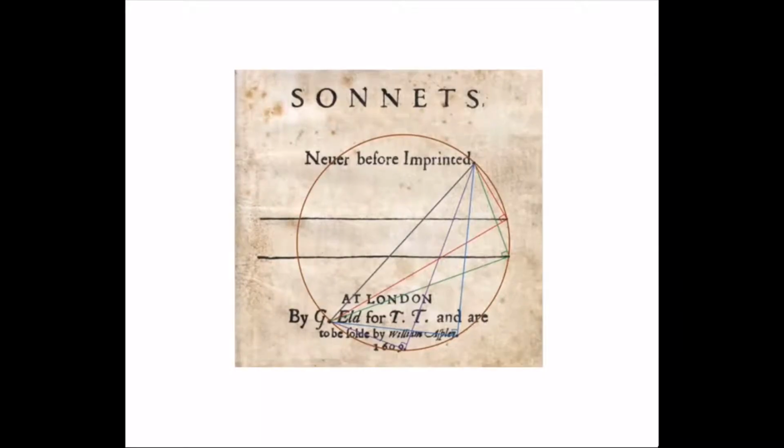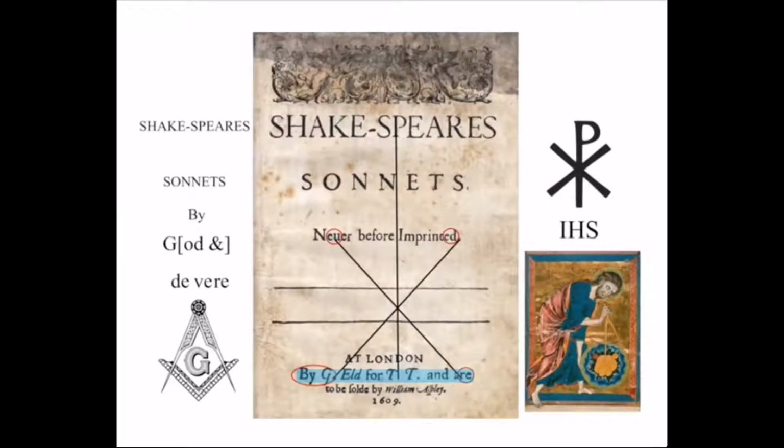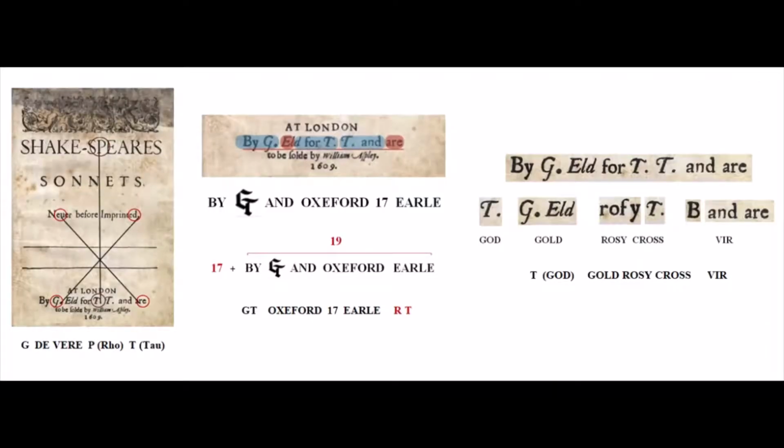Now, in part 1 of his video, Waugh also explains how Alan Green found a hidden geometry on the cover of the sonnets. This led to the discovery of a Cairo symbol and the message Shakespeare's Sonnets by God and de Vere. He also found that the byline is an anagram for by God and Oxford 17 Earl. Sometime later, I discovered there's actually 3 messages encoded in the cover. By God, Vere, and Rosy Cross is found once with the Cairo symbol and twice in the byline. I explained this in video 40.